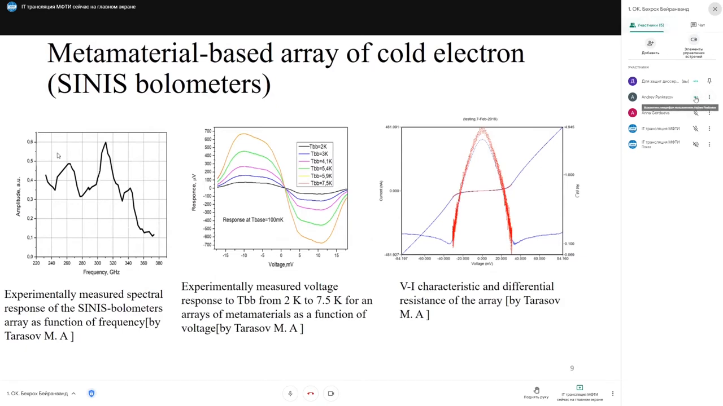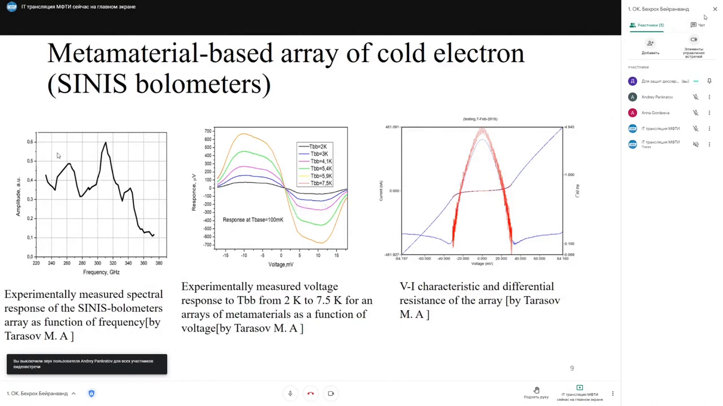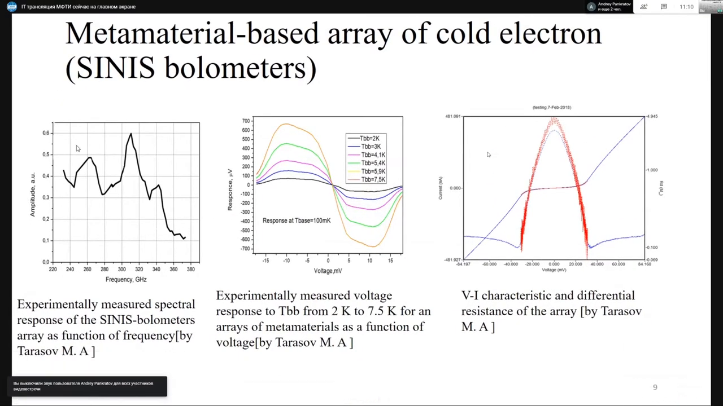In the middle, this is the response as a function of the temperature of the black body and DC voltage. As we can see, by increasing the temperature of the black body with a negative value of DC voltage, the response will increase, and it's inverse for a positive value of voltage, where it will decrease. And also we can see on the right side the voltage characteristic and differential resistance of the array, and the maximum differential resistance measured is around 5 megaohm.